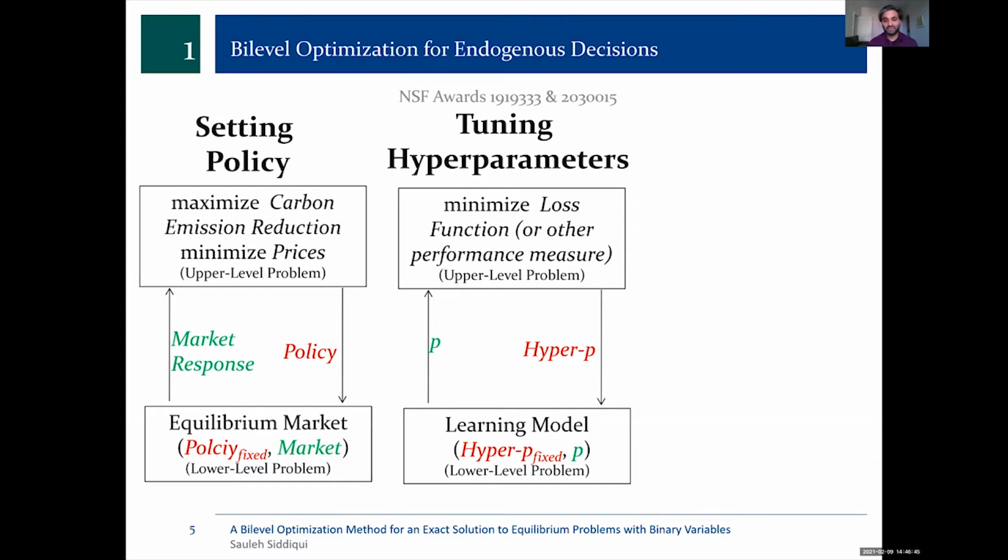Usually these hyperparameters are picked arbitrarily, or there's sometimes a process to pick these, but there's no formal way to understand what the best value of these hyperparameters are. So what you can do is think about minimizing some loss function, or some performance measure that chooses the hyperparameter at the upper level, and then the lower level produces a learning model that helps you learn in different ways. This is part of two NSF awards that we're working on right now, thinking about how we tune these hyperparameters to improve machine learning model performance.